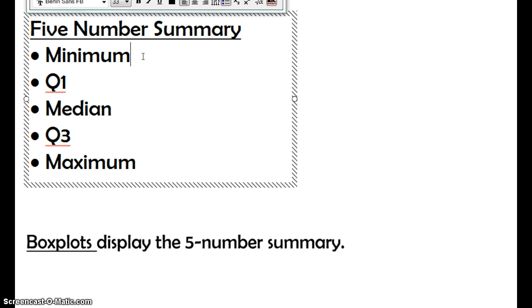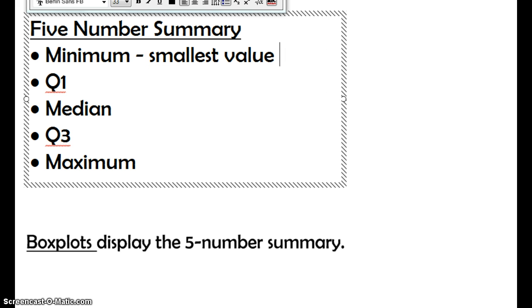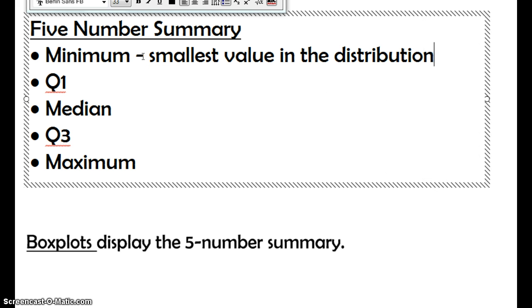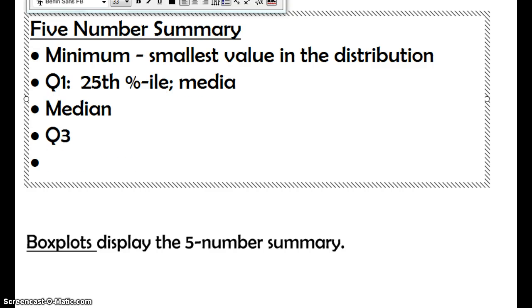The minimum is literally the smallest value in the distribution. Q1 represents the value of the 25th percentile, where 25% of all of the values are either equal to that value or smaller than that value. More simply, it is the median or the middle of the lower half of the distribution.